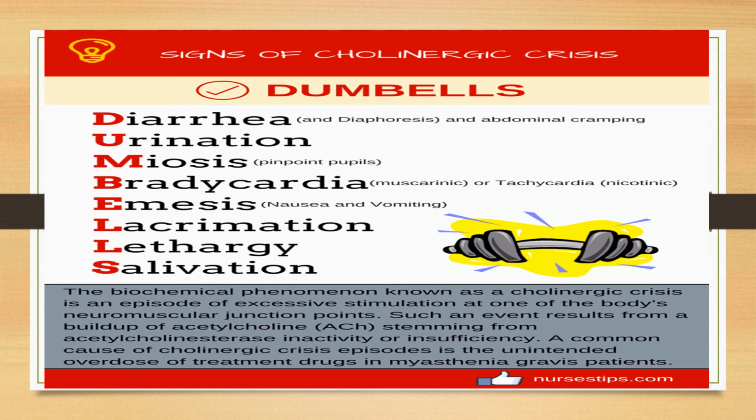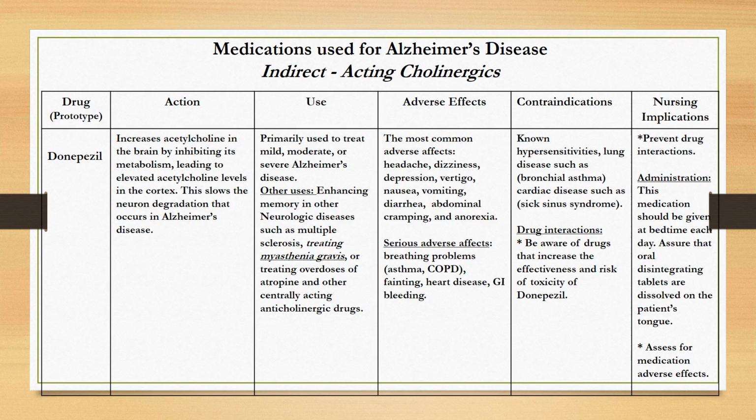So diarrhea, cramping, abdominal cramping and diaphoresis, sweating, urination, miosis, bradycardia or tachycardia, emesis, nausea and vomiting, lacrimation is tearing, and lethargy and salivation. So these are symptoms of a cholinergic crisis. And of course, our antidote for that is atropine.